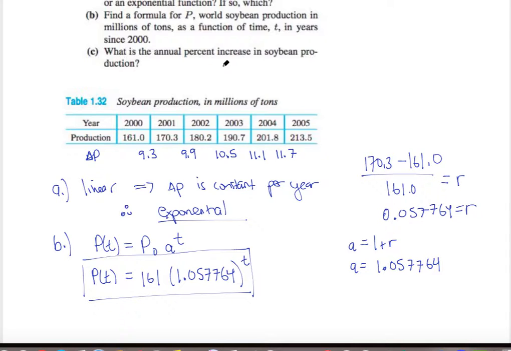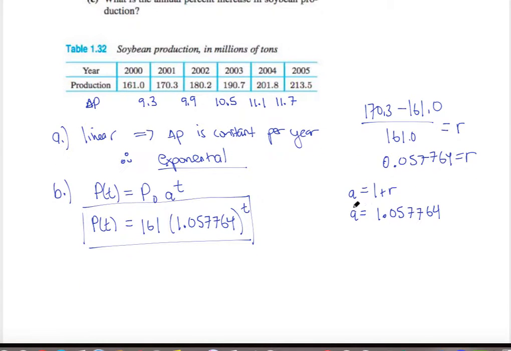And so the annual percent increase is just taking our R and multiplying by, I'm sorry, not times 1,000, times 100. So our R is just going to be 0.057764, so our percentage is going to be 5.7764% per year.